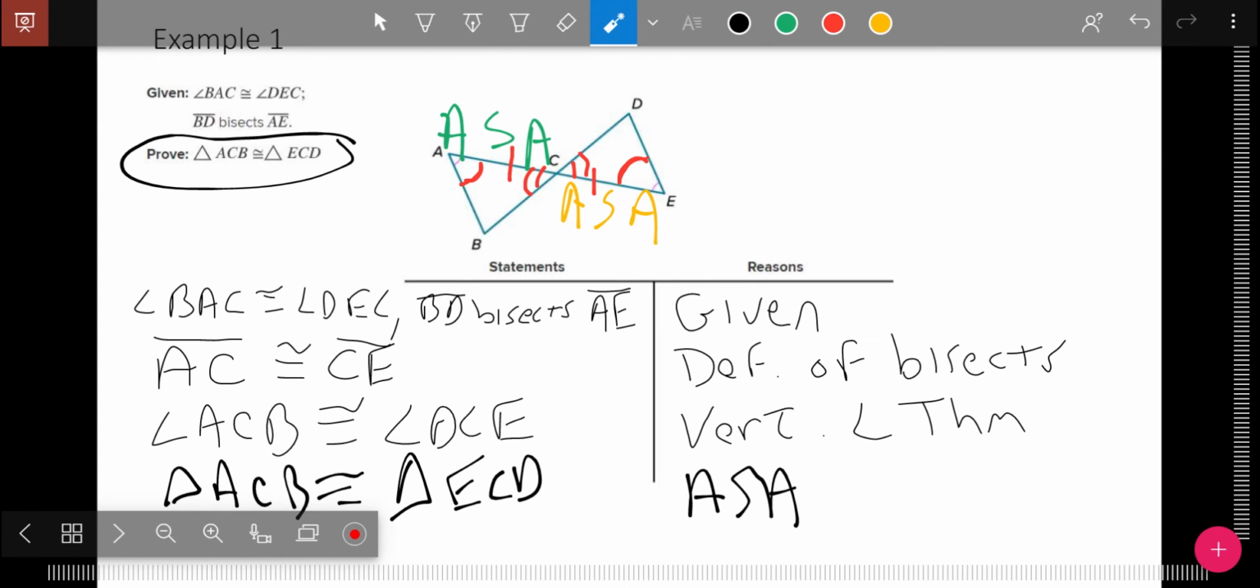So your proof is always going to start with your given, end with your proof. But we don't write prove down here. It's always the reason, which for us in this unit is basically one of the shortcuts.